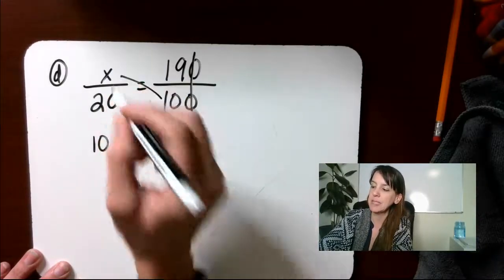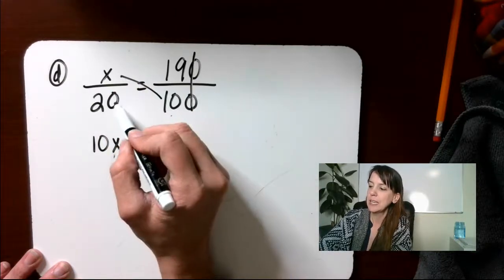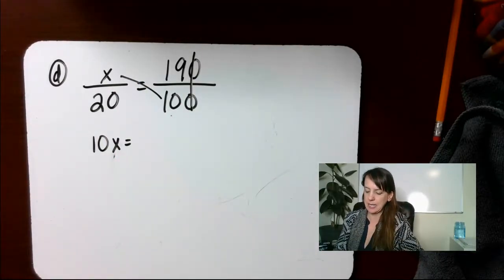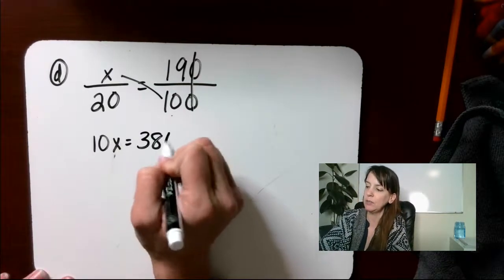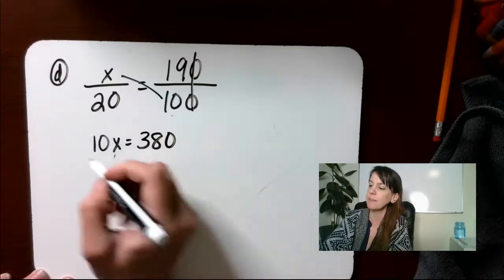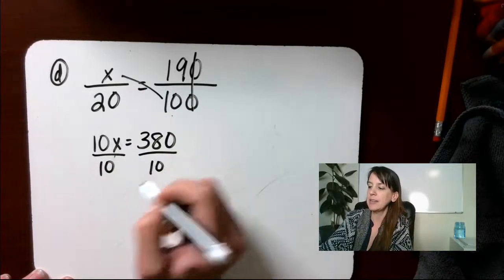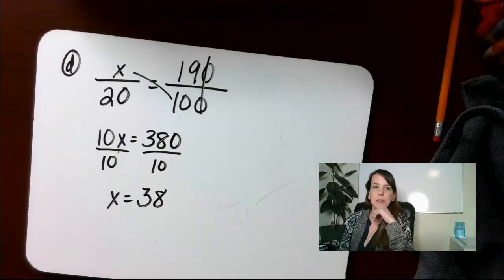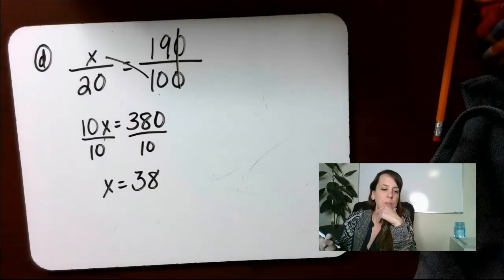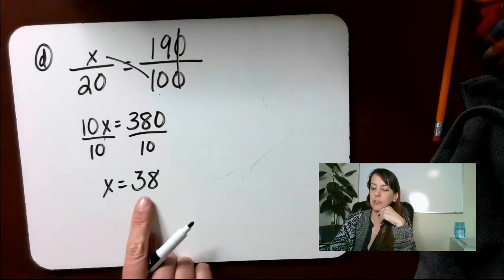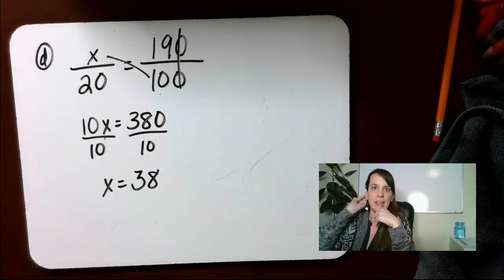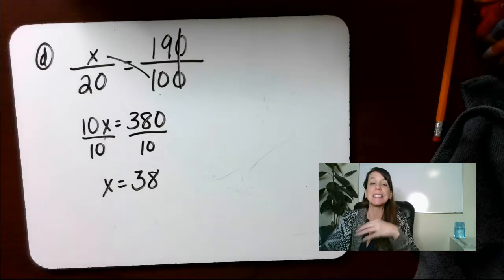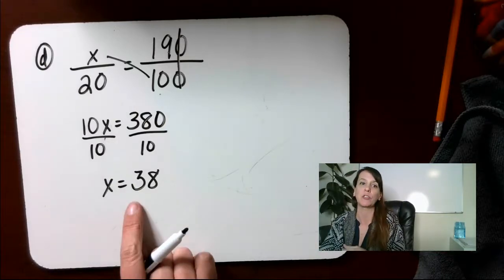Put an X here, we get 100, actually let's lob those off so that it's a little easier. So 10 times X equals 20 times 19 gives me 38 with a 0. 2 times 19, 38. Divide by 10, X equals 38. So if 20 is increased by 90%, then it would be 38. That takes that 90% of 20 is 18 and you add that to 20, that's where we get the 38, okay?